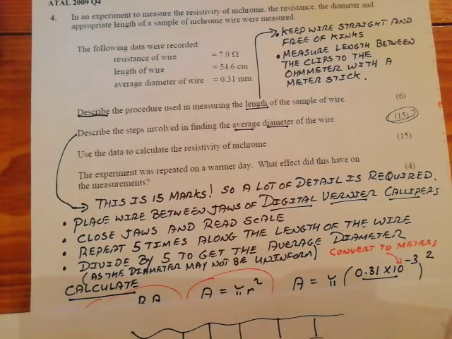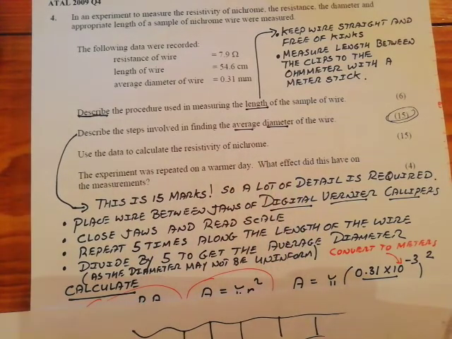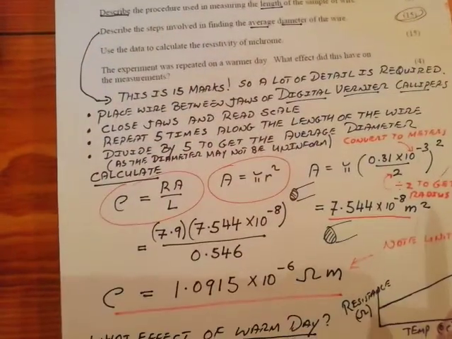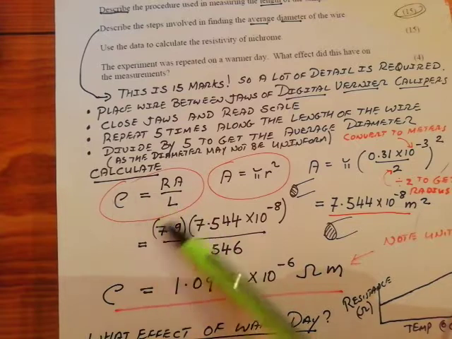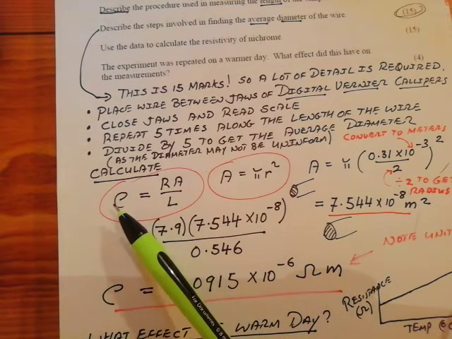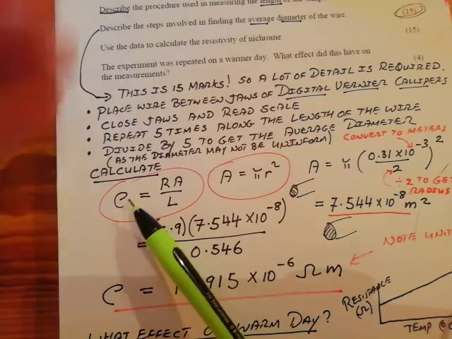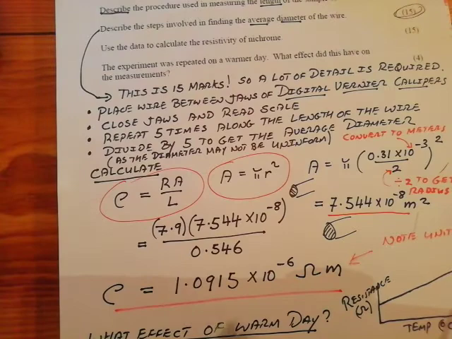The third part of the question said, use the data to calculate the resistivity of the Nichrome wire. This is quite easy because we simply use one of the formulas that we've already discussed. We write down the formula for resistivity from page 61 of the maths tables. Resistivity equals resistance multiplied by area over length.